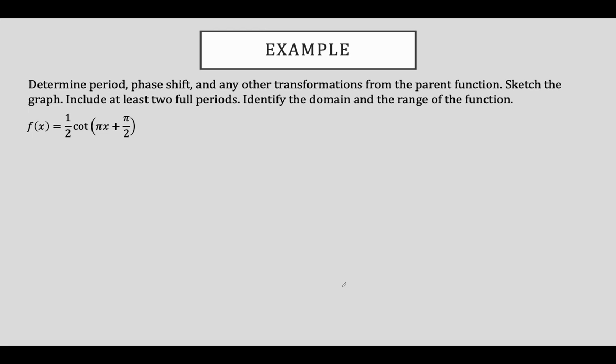All right, let's try a cotangent one here. Determine the period, phase shift, and any other transformations from the parent function. Sketch the graph, include at least 2 full periods. Identify the domain and the range of the function.